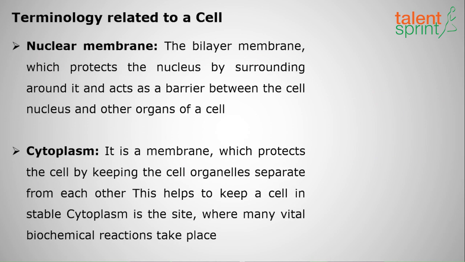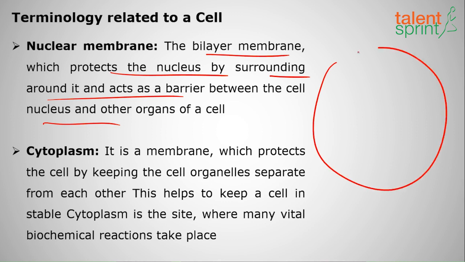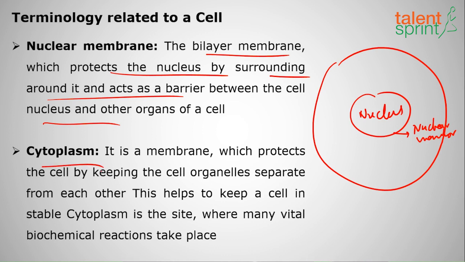Moving on to the nuclear membrane. It is the bilayer membrane which protects the nucleus from its surroundings and acts as a barrier between the cell nucleus and other organelles of a cell. Suppose this is a cell, and we have a nucleus. This is the nuclear membrane, which protects the nucleus.